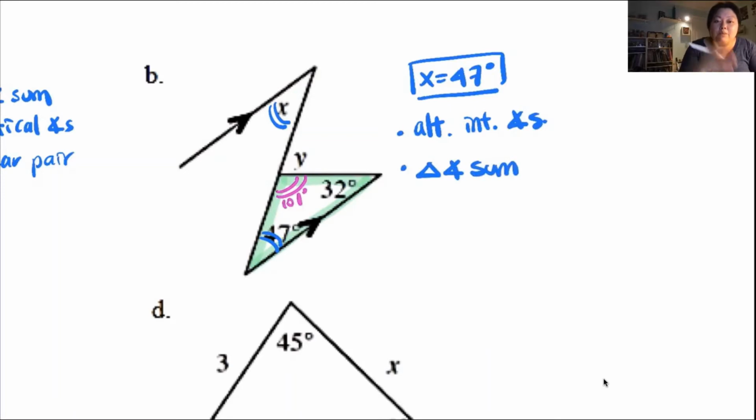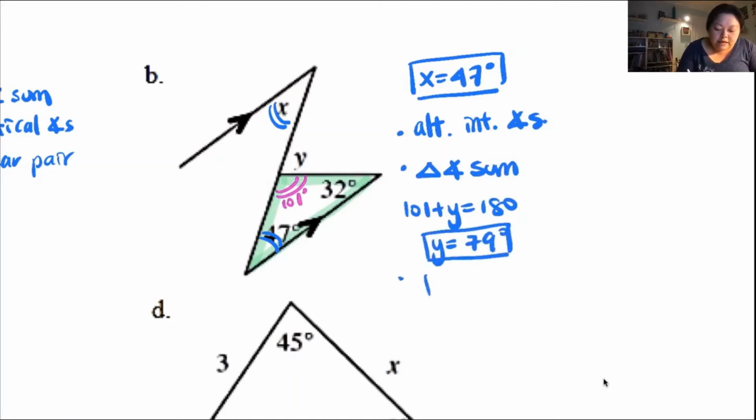Last but not least, that 101 and the y are linear pairs, so they add up to 180 degrees. So you go 101 plus y equals 180, so y must equal 79 degrees. And this is the fact that the two angles, the 101 and the y, are linear pairs. All right, so not only do I solve, I need to say why. So these are all the reasons, right?